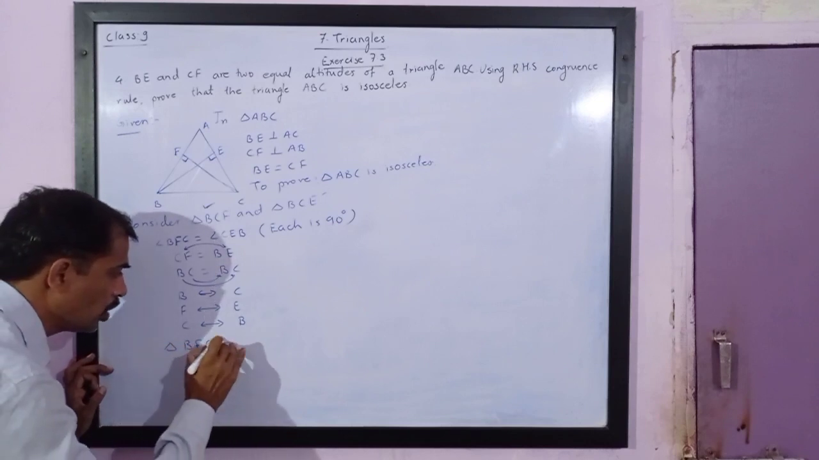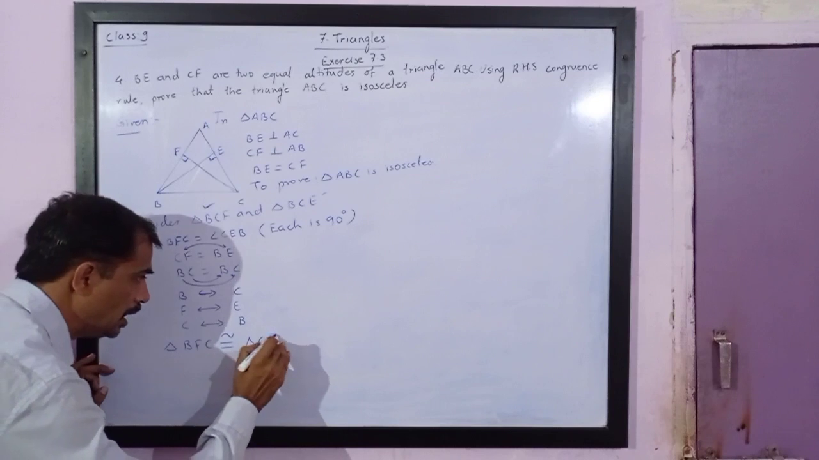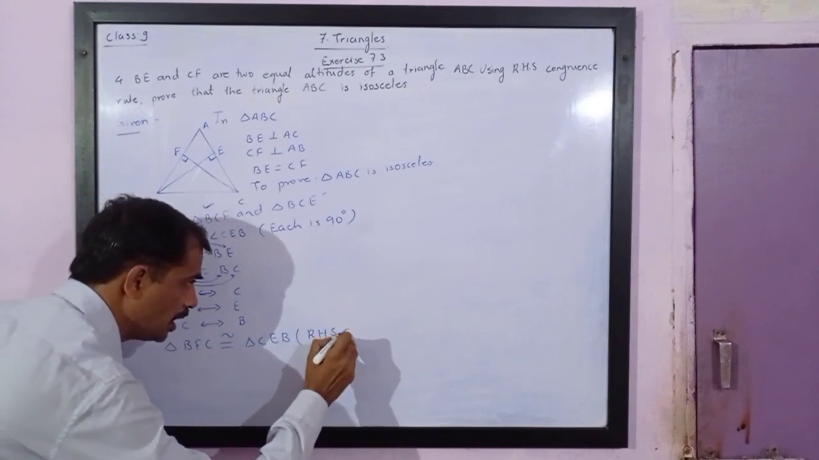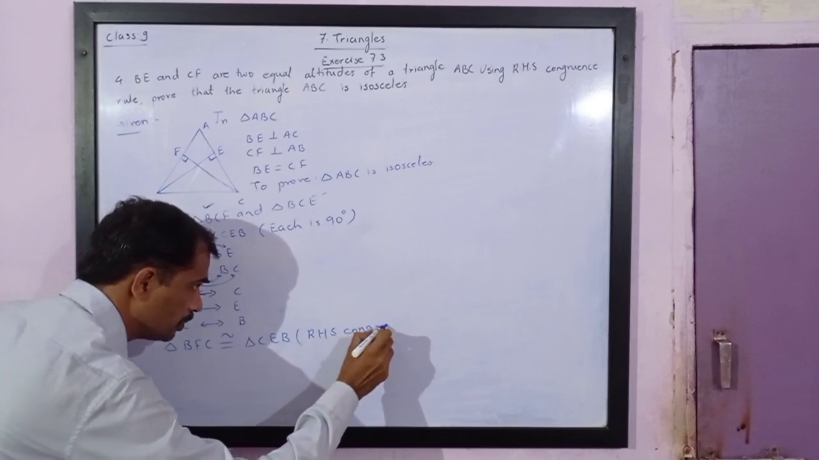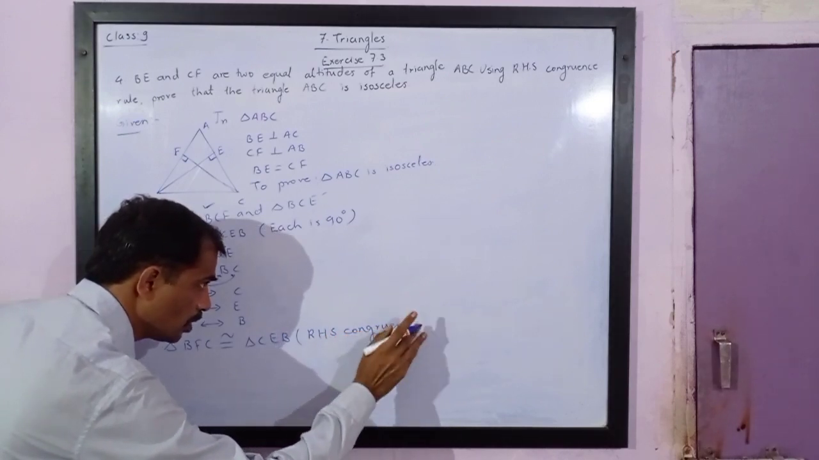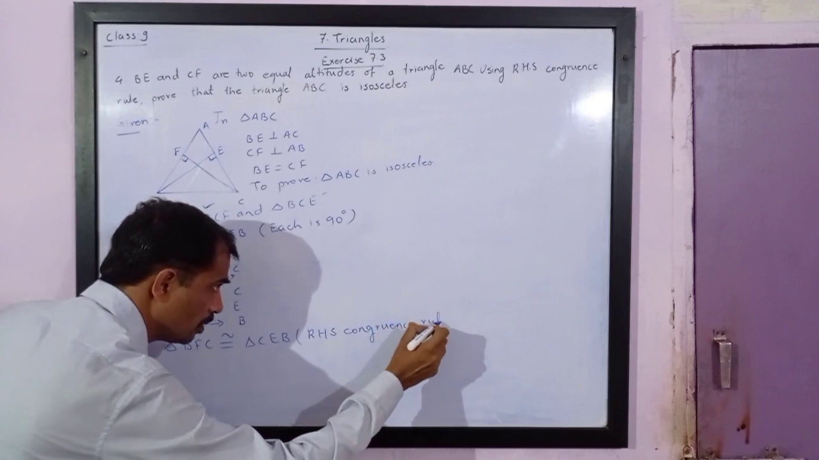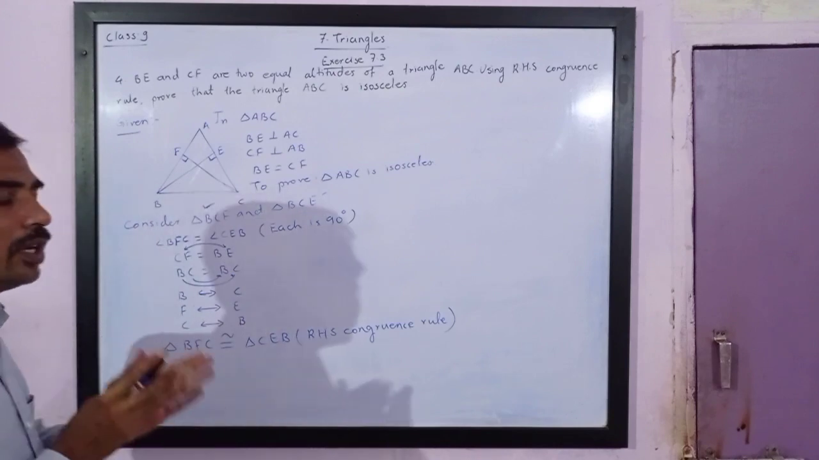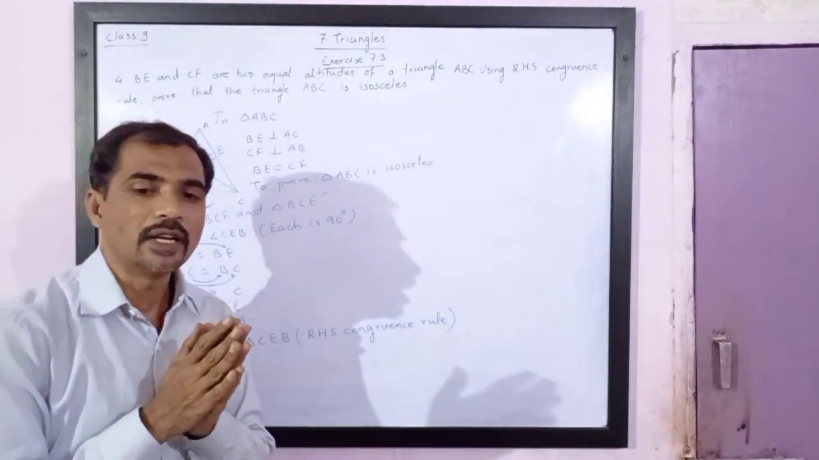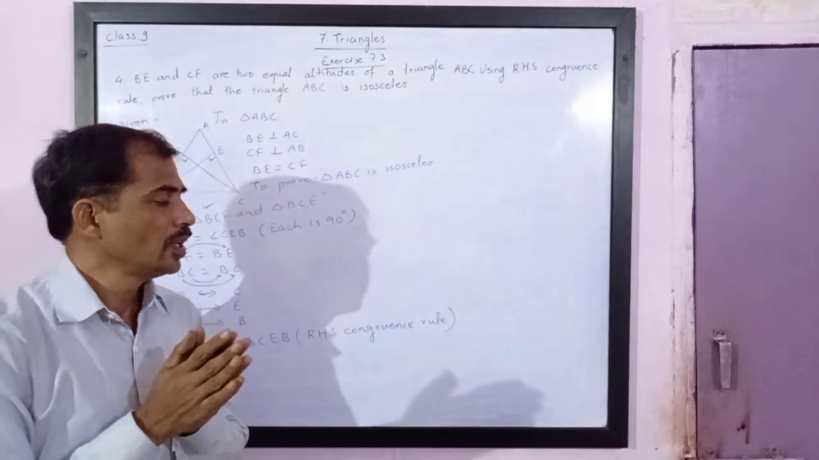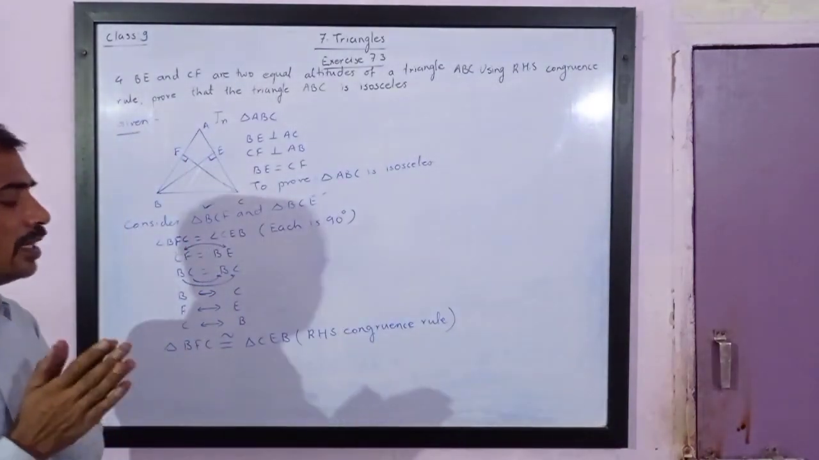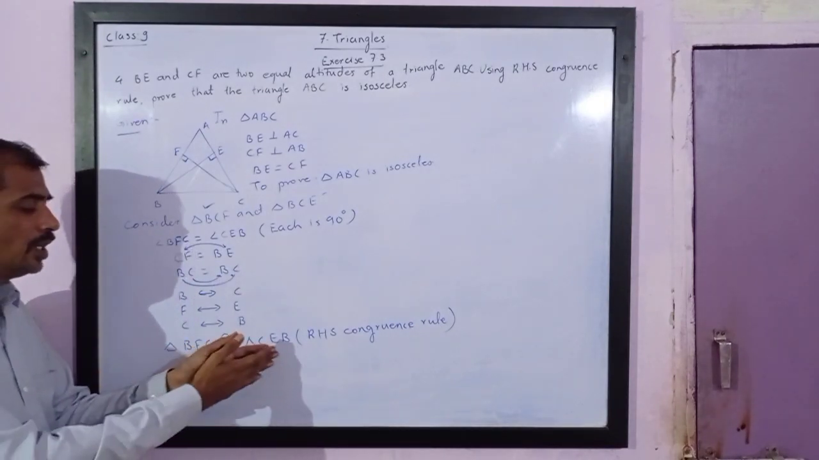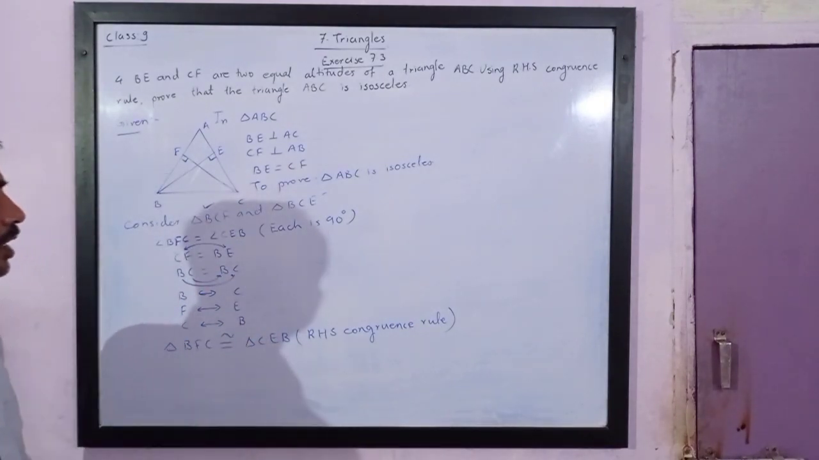So, thus we have got triangle BFC congruent to triangle CEB by the right angle hypotenuse side congruence rule. Now, if the two triangles are congruent, we know that if they are kept one above the other, then three sides of one triangle will exactly match with the corresponding three sides of the other triangle, and three angles of one triangle will exactly match with the corresponding three angles of the other triangle.